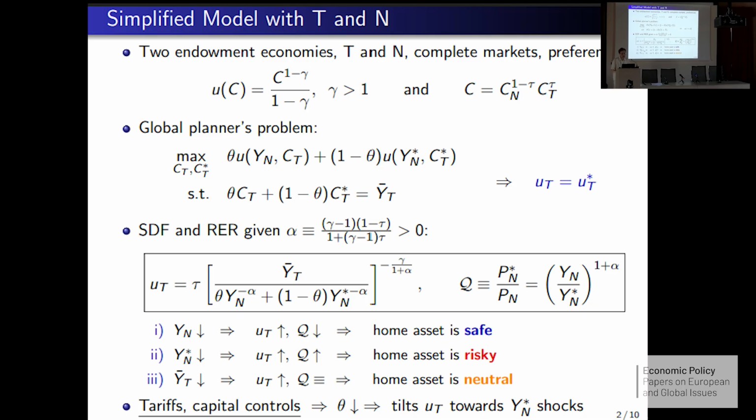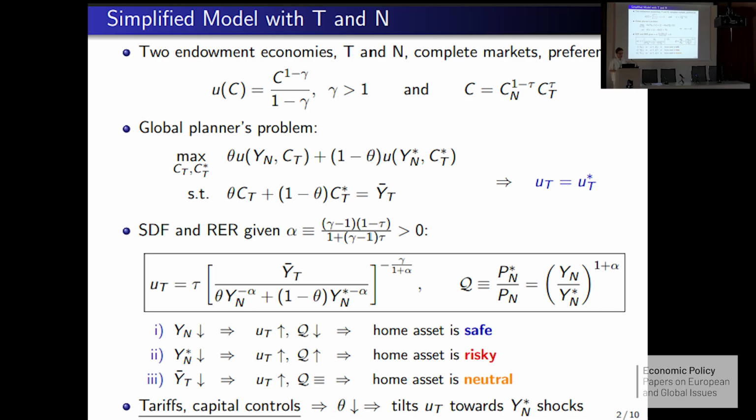In particular, if it's an endowment of non-tradables in the home economy which goes down, their price goes up, so the domestic exchange rate appreciates. If it's foreign non-tradables which go down, their price will increase, and so the real exchange rate will depreciate. In the first case, you can say that the home asset is safe, because it's a bad state of the world and the exchange rate appreciates. In the second case, it's still a bad state of the world, but the exchange rate depreciates. So in that sense, the home asset is risky. And in the case of tradables, it's just neutral. You don't have any movements in the real exchange rate.